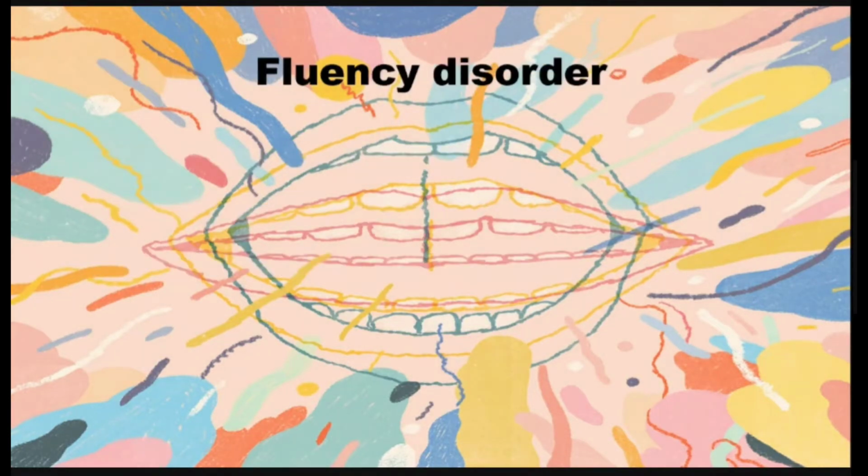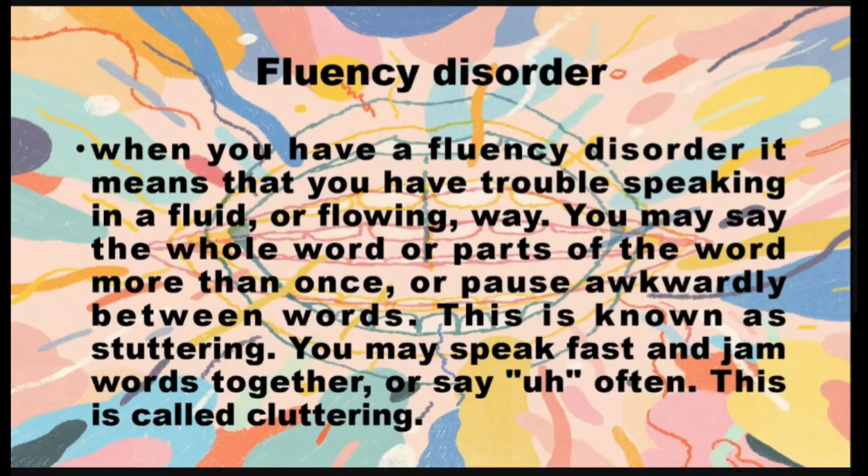So let's start with fluency disorder. When you have fluency disorder, it means that you have trouble speaking in a fluid or flowing way. You may say the whole word or parts of the word more than once or pause awkwardly between words. This is known as stuttering. You may speak fast and jam words together or say um often.